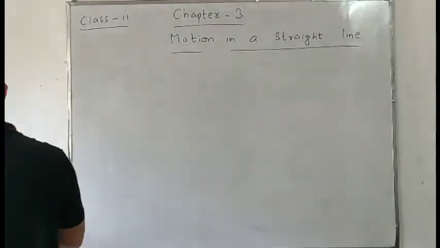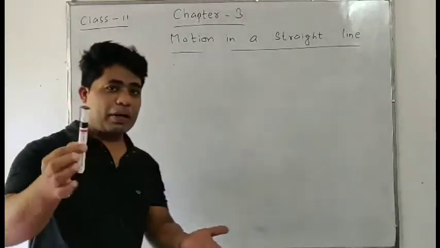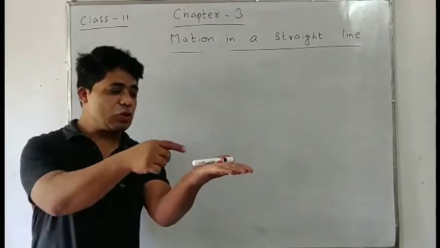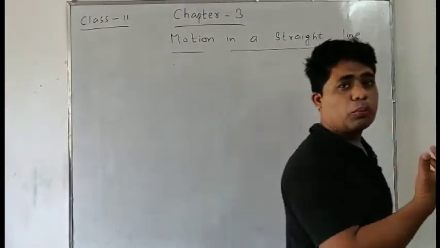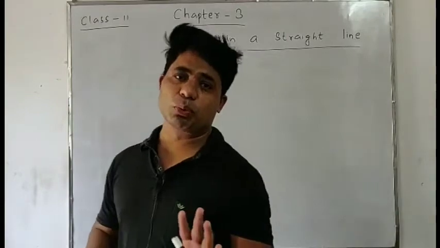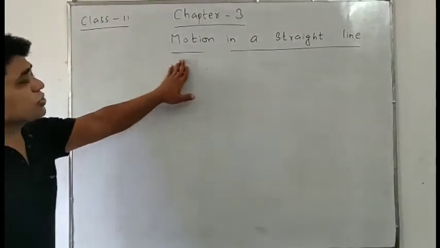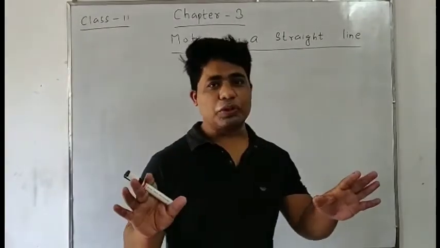So now, students, a marker is placed like this. It is said to be in the state of rest. When I walk, I am in the state of motion. So that is the meaning of rest and motion. Now, students, we'll start the types of motion.